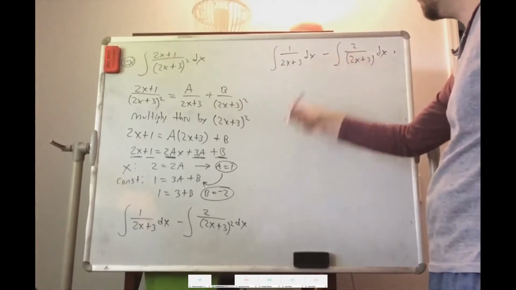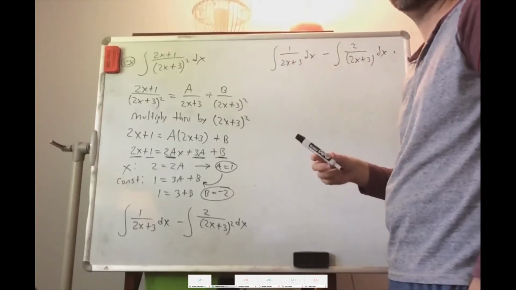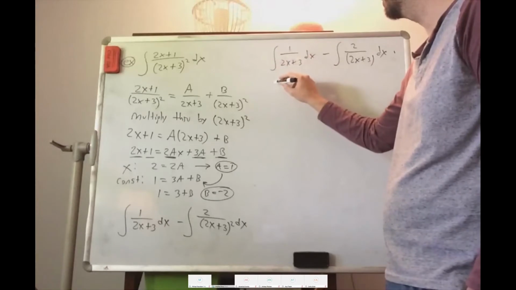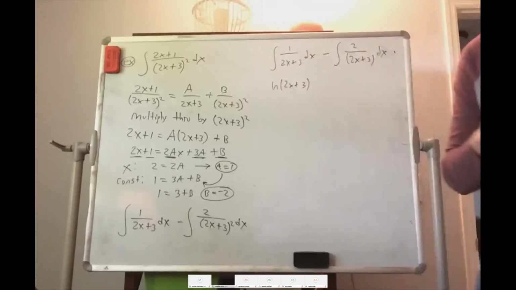Okay, so same line. So what do I do in this one? Well, you have to be a little careful here. A lot of people get this wrong. A lot of people just say, okay, this is the 1 over linear factor, so ln of 2x plus 3. But that's not correct.